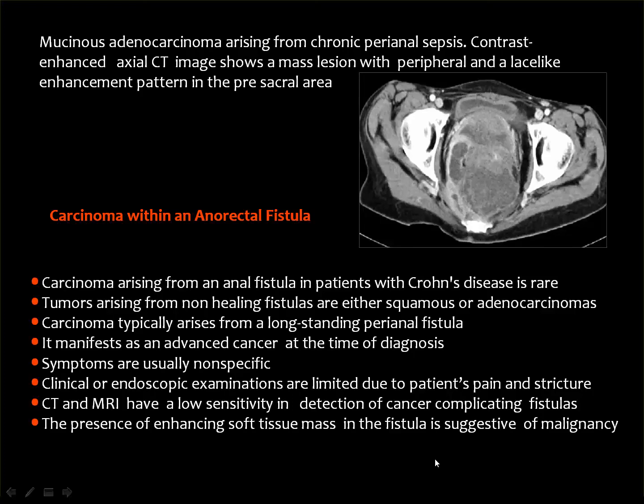Then one of the complications of the fistula is that a malignancy can develop on top of the fistulae, especially the chronic ones, especially those related to Crohn's disease. Carcinoma arising from the anal fistula in patients with Crohn's disease is considered rare. The tumors are either squamous cell carcinoma or adenocarcinoma, and they develop in a long-standing perianal fistula. At the time of diagnosis, the tumor is at an advanced stage. The symptoms are non-specific, but the only finding on imaging is that you can see a mass or an enhancing tumor tissue in the region of the anal canal, and this will suggest the possibility of malignancy.